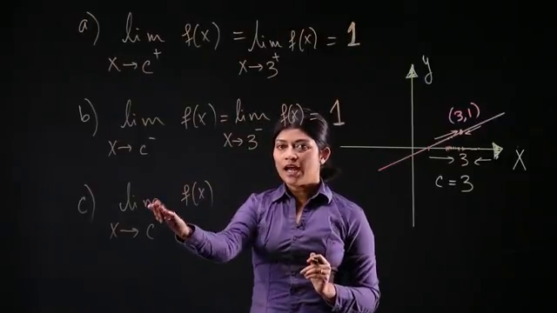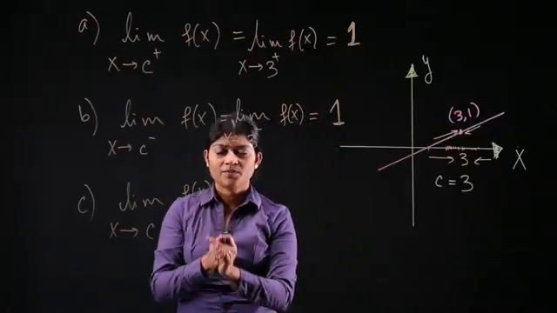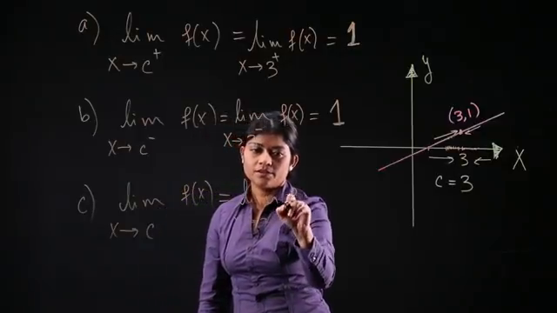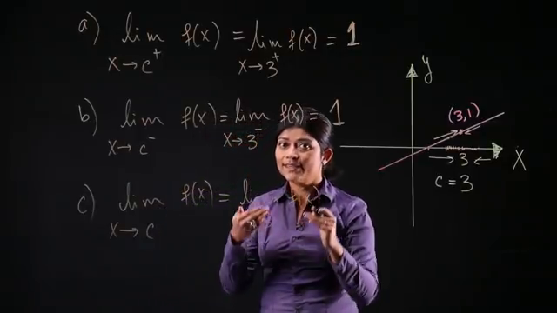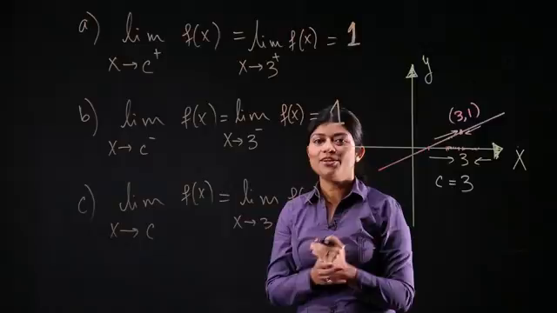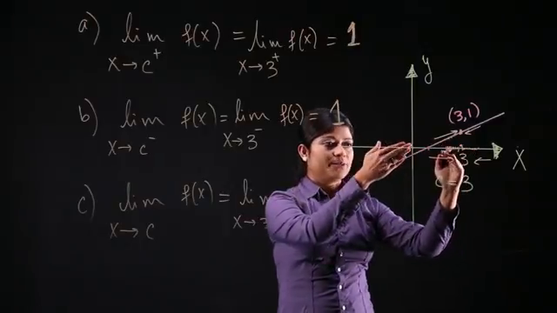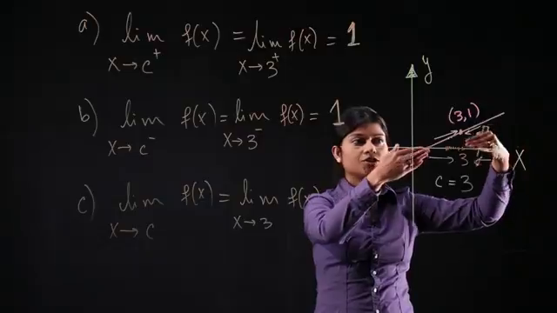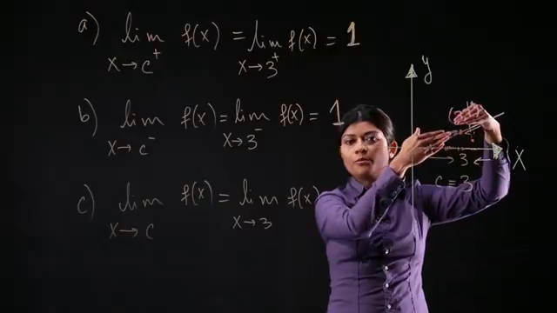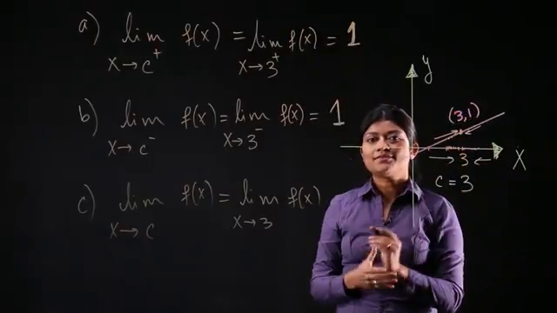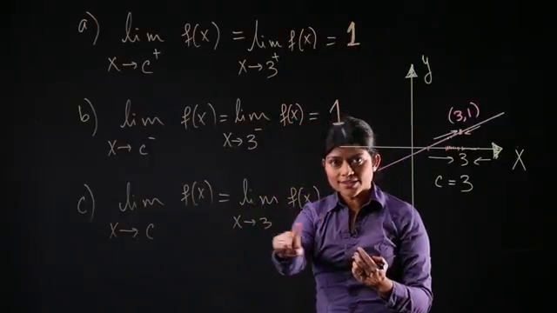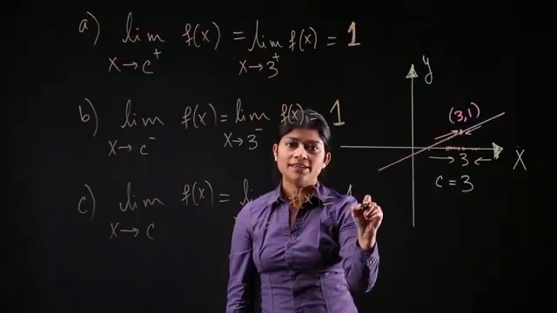Now, last one. How do we evaluate the two-sided limit? We know that as x approaches 3, the two-sided limit will exist if both one-sided limits exist and their values are equal. From the picture, it means that you approach 3 from both directions and see if we are approaching the same y value or not from both directions. And in this case, as you can see clearly, we are, right? From both directions, we are approaching 1. And so this limit exists and the value is 1.